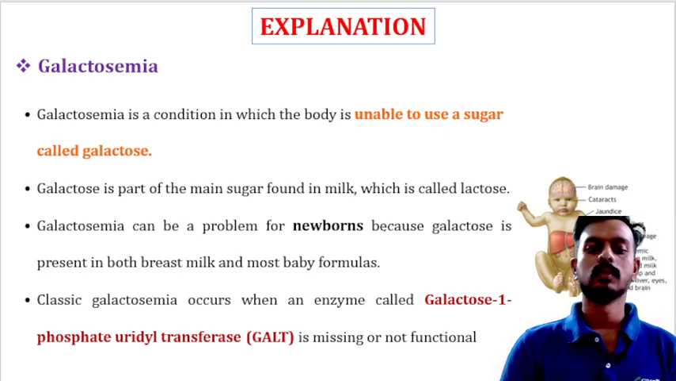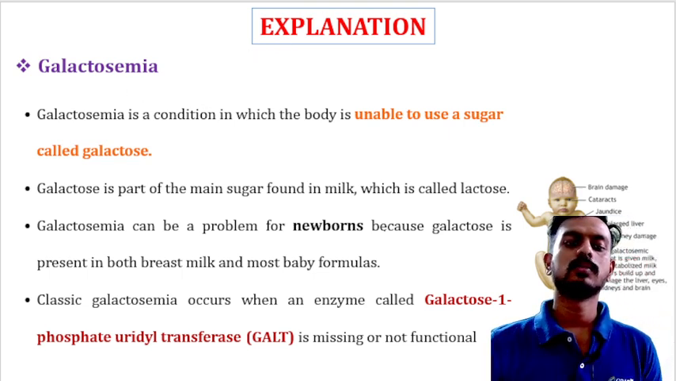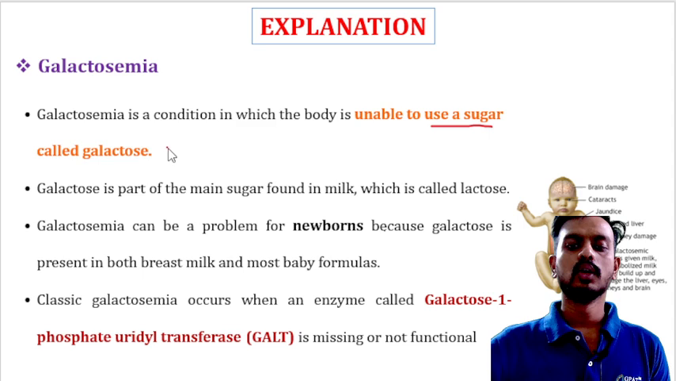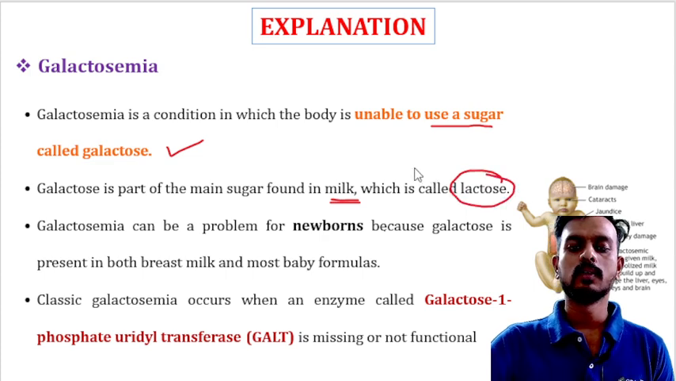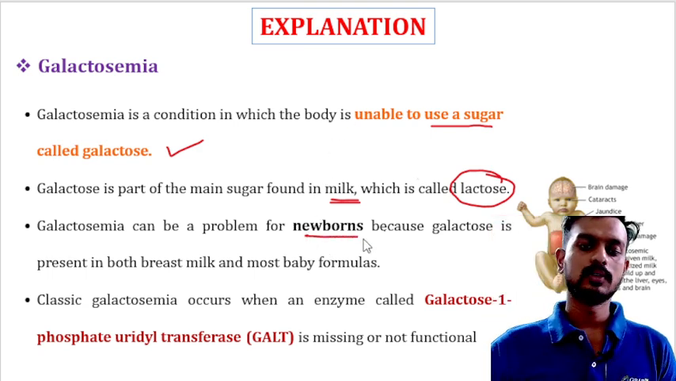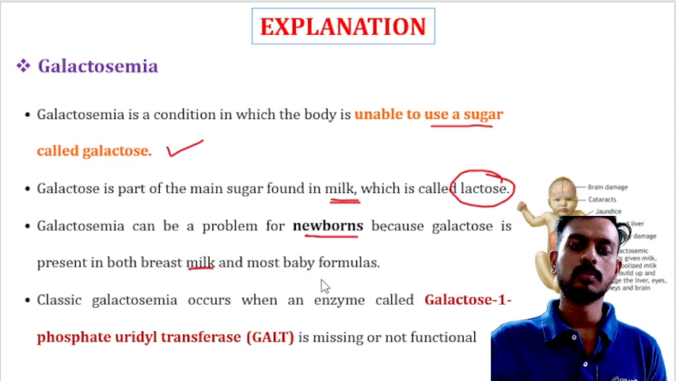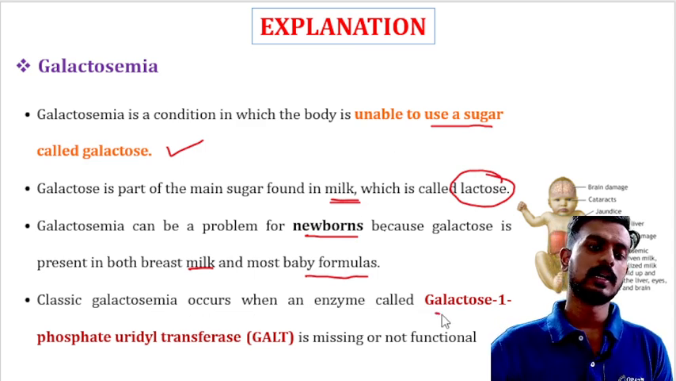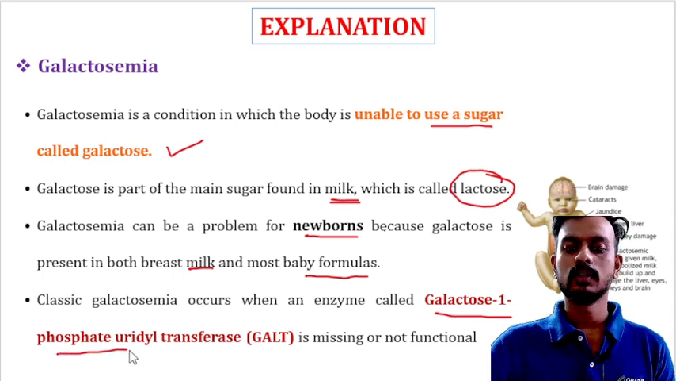You can see galactosemia is a condition in which the body is unable to use the sugar called galactose. Galactose is a part of the main sugar found in milk, which is called lactose. Galactosemia can be a problem for newborns because galactose is present in both breast milk as well as baby formula. That's why such a condition can be seen. Classic galactosemia occurs when the enzyme galactose 1-phosphate uridyl transferase is missing or non-functional.